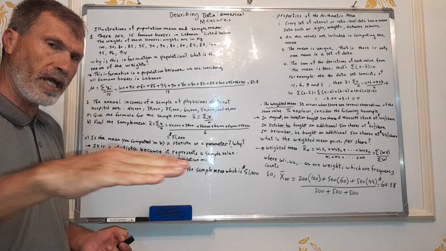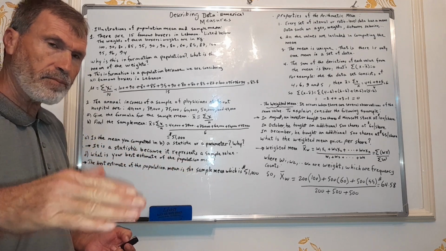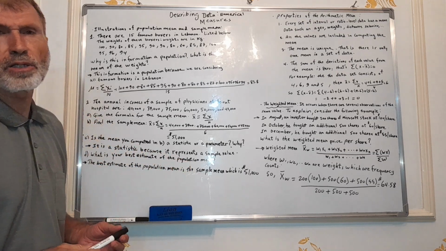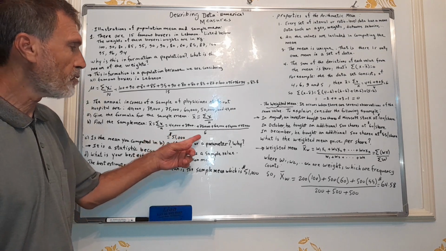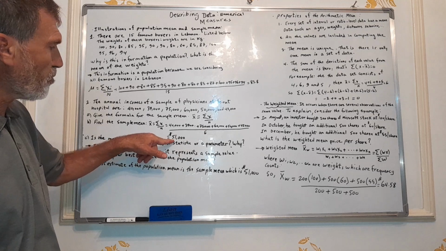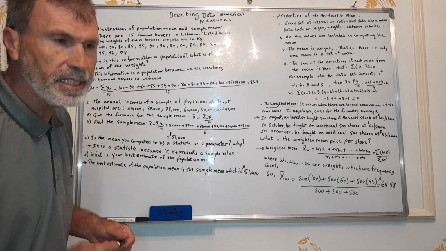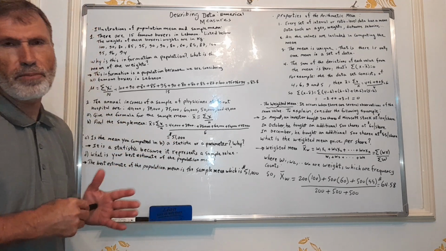We sum all the incomes of the sample and we divide by the number of data points used, which is now 6. So we sum them, and we come up with 51,000. This is the sample mean, or the sample average.